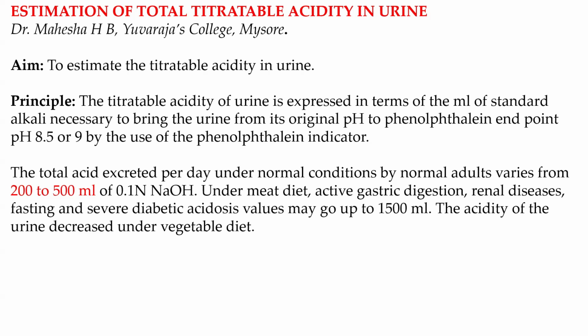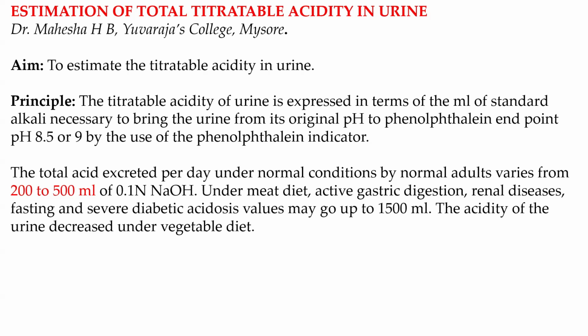That is the principle. So the aim or the principle of the experiment is actually trying to bring up the pH of the urine. The normal pH of the urine is 4.5. So the principle behind titratable acidity is to bring the pH to around 8.5 to 9 using a phenolphthalein indicator.